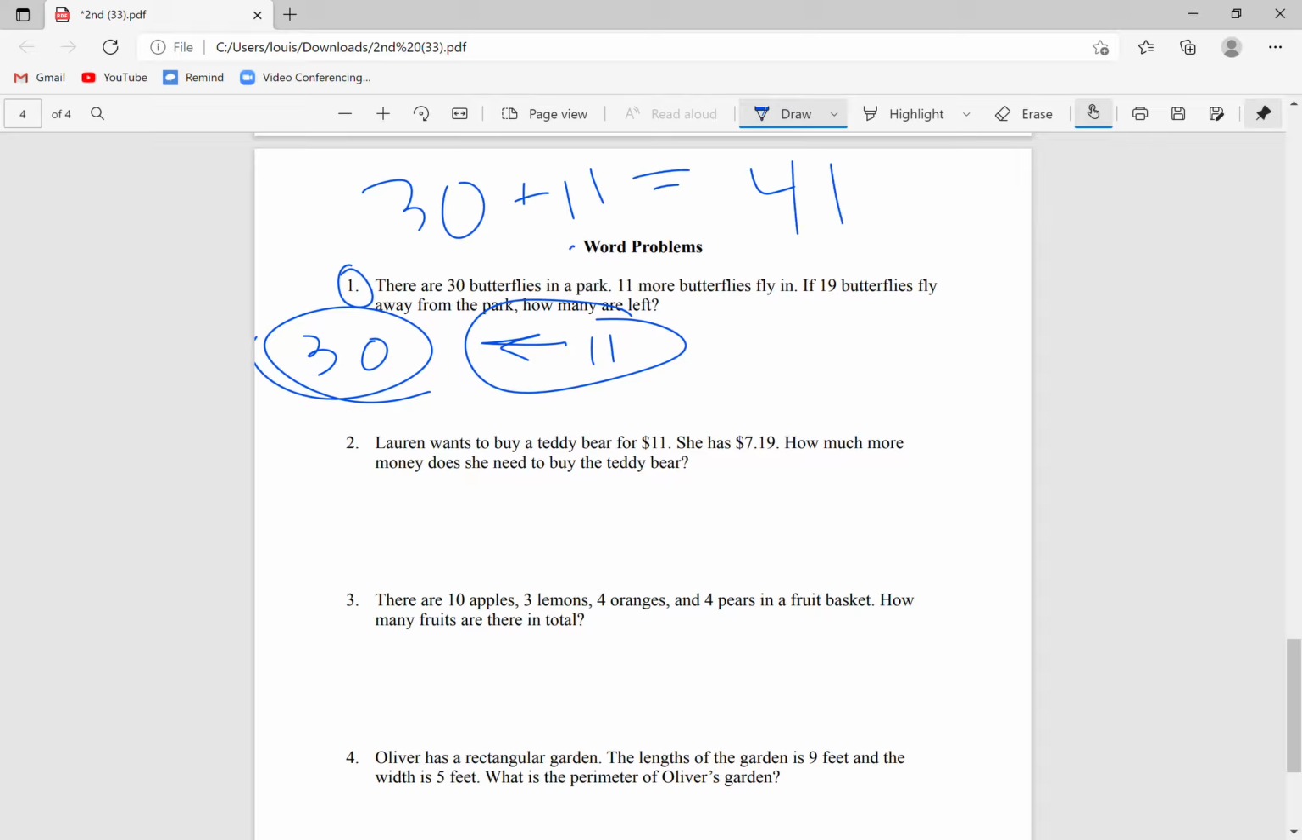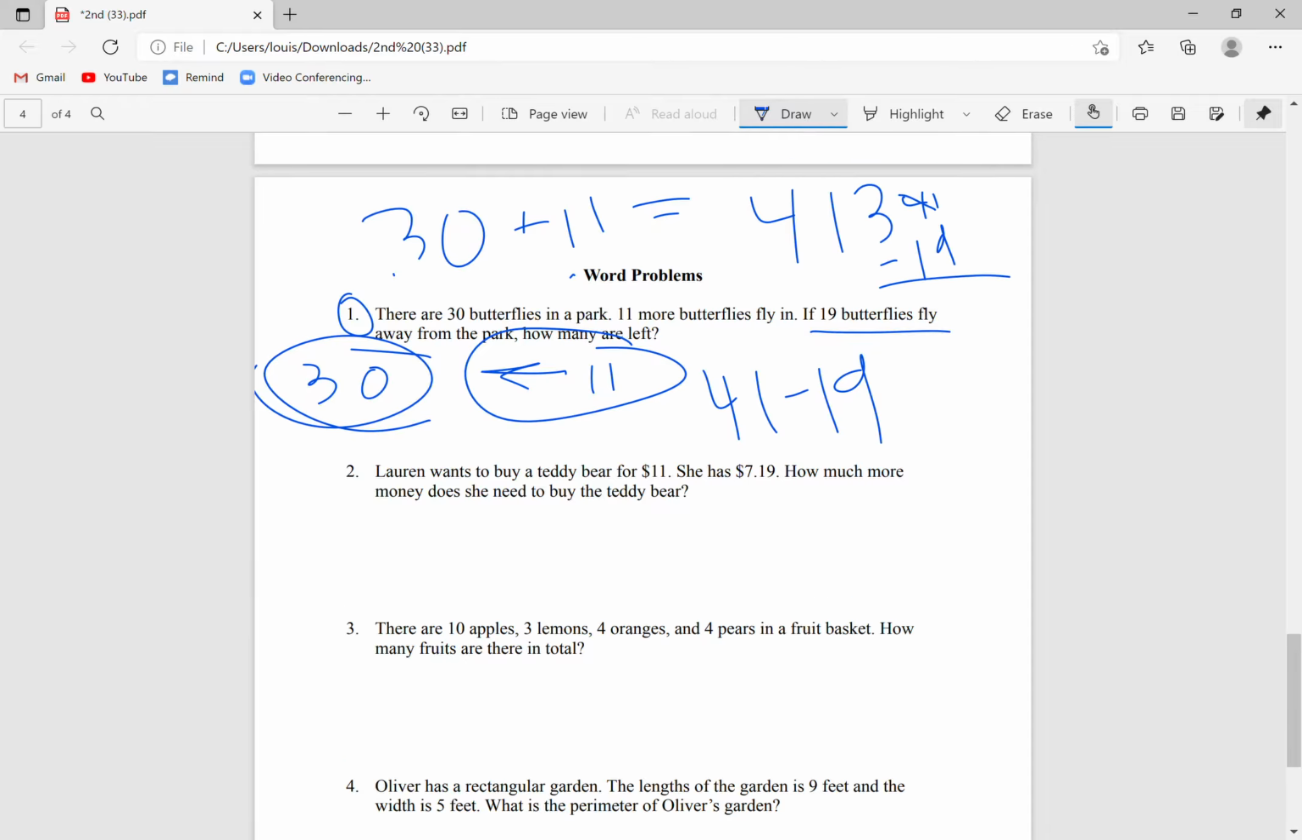Because we just add the 10 and the 30. Now, it also says that 19 butterflies fly away, meaning they left. So, 41 minus 19. You write this in a vertical form, and you would do subtraction. 3, move the 10 over. That gets 11 minus 9, which equals 2, and then 3 minus 1, which also equals 2, getting us the answer of 22 butterflies left.